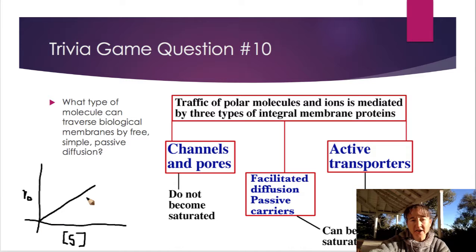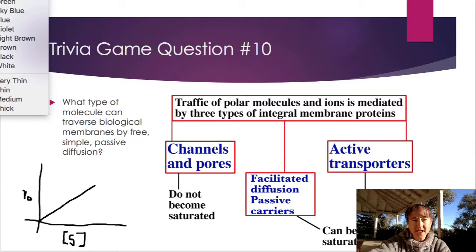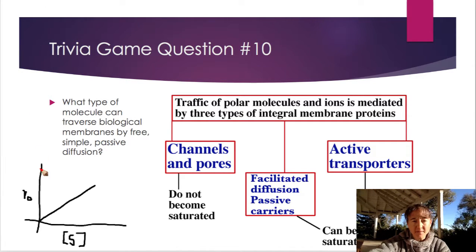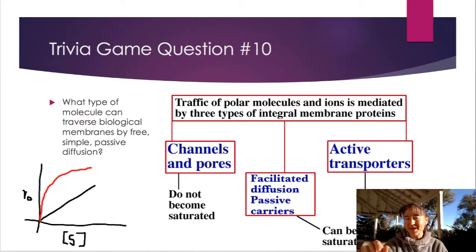We would essentially see that linear dependence for channels and pores on the concentration of the solute that they're binding, versus when we're talking about the facilitated diffusion transporters that accommodate one substrate at a time. This is much more like an enzyme because it undergoes a conformational change that means that it can only accommodate one substrate molecule at a time. So we see this much more hyperbolic dependence. So this reminds us of something, and we're about to get there.